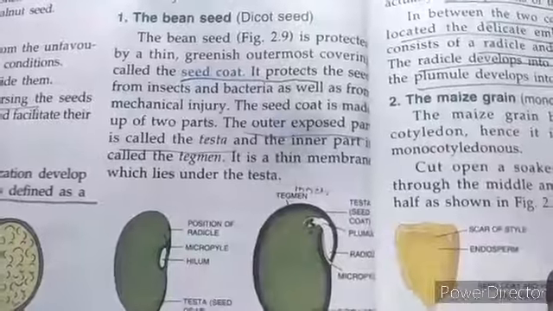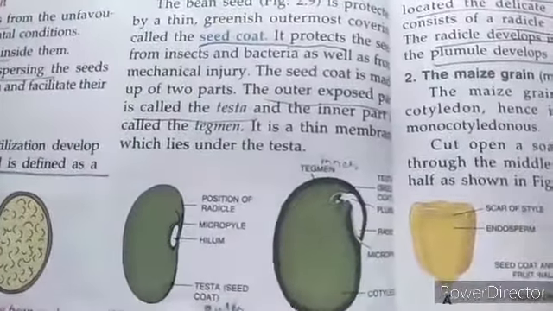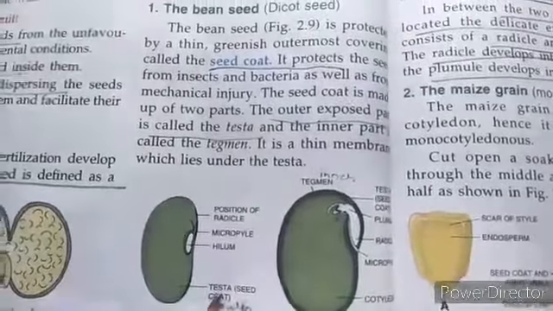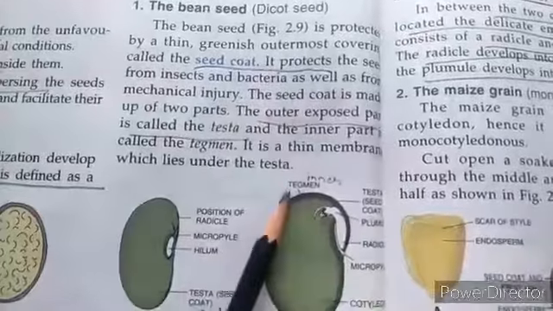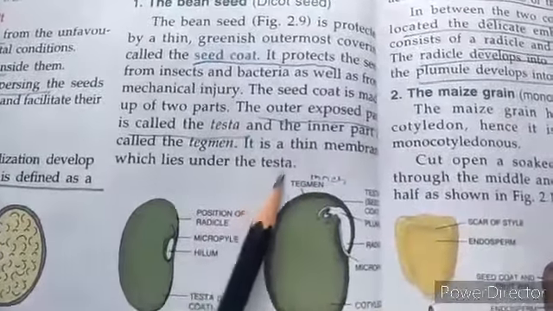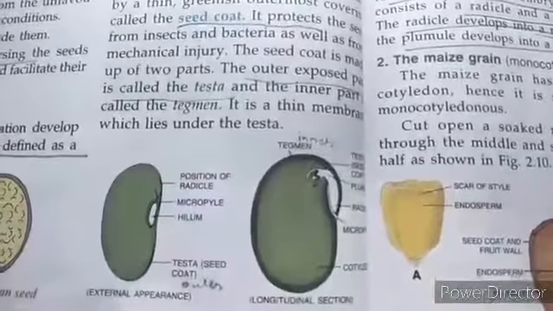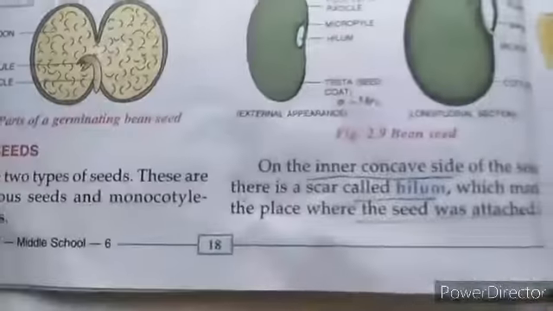The seed coat is made up of two parts. The outer part is the testa. Here we come to know the outer part is the testa and the inner part is the tegmen, which is a thin membrane that lies under the testa. Okay, so the seed coat is made of testa and tegmen. We came to know about that.